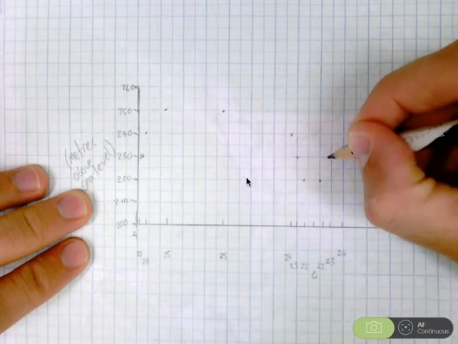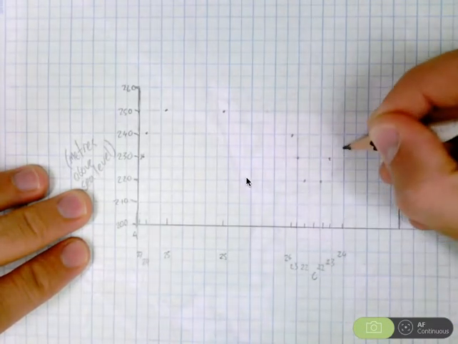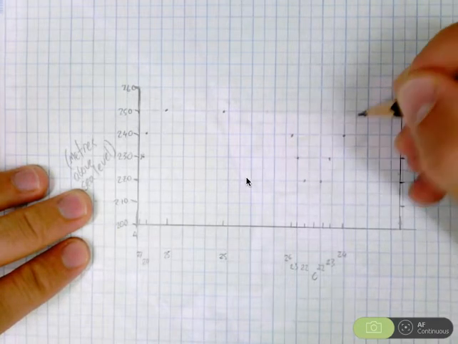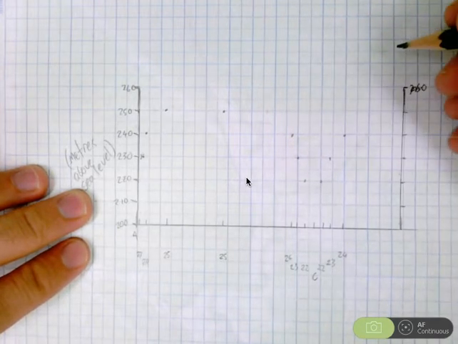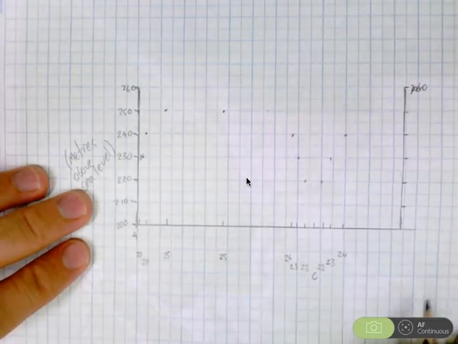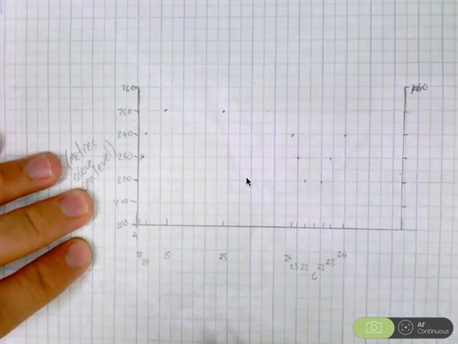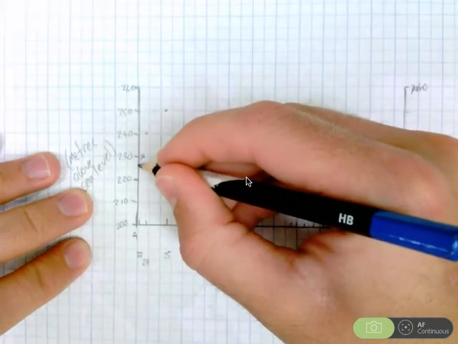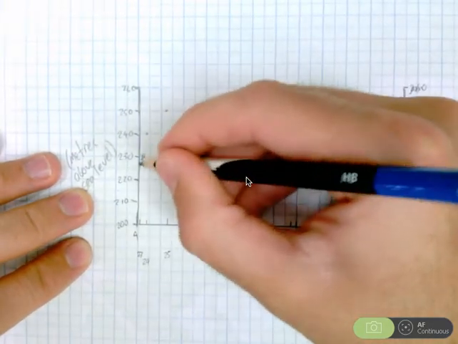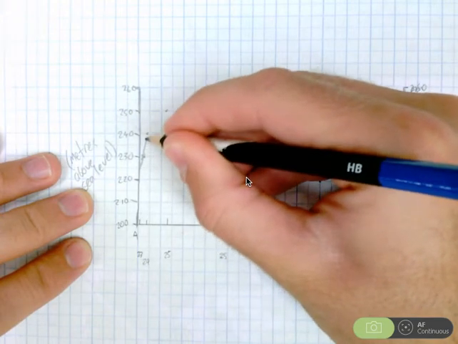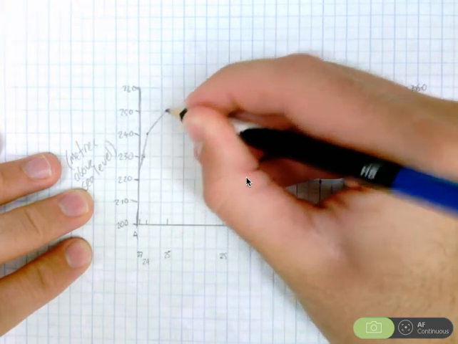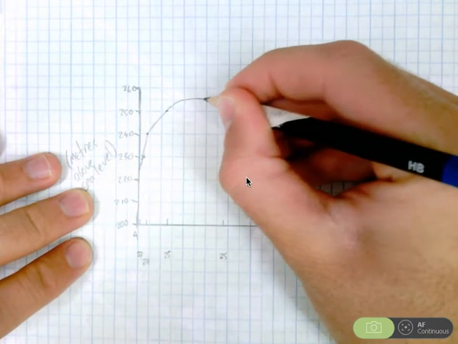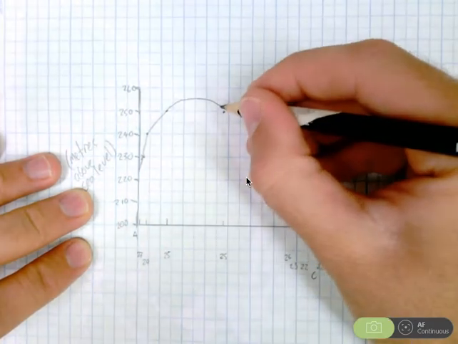220, 230, and finishing at 240. Okay, so now we join the dots, and you add in the appropriate curve. So we don't just go straight across there, we add a nice curve like you'd expect to see on the land.